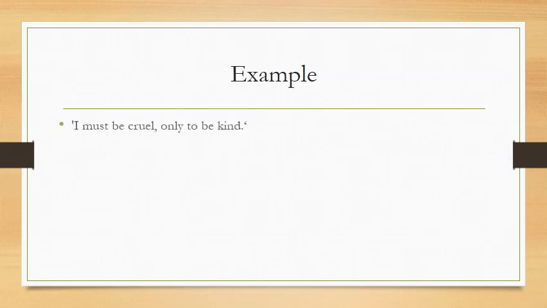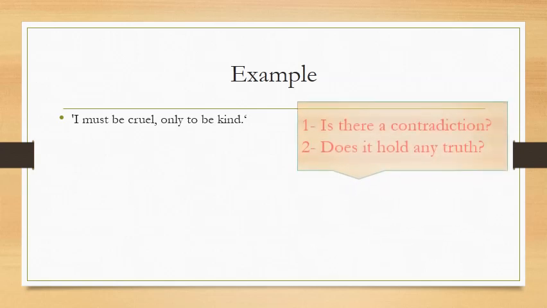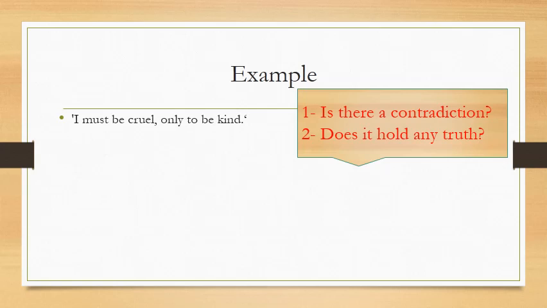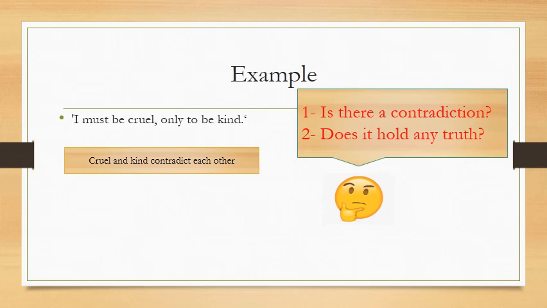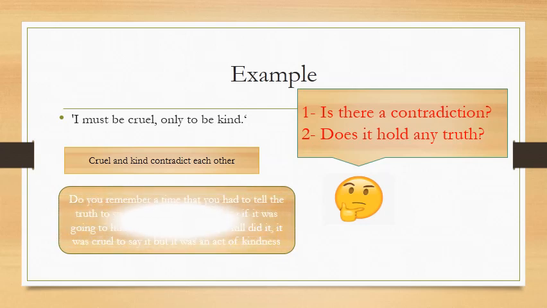Another example. I must be cruel only to be kind. Identify the paradox in this statement. So ask yourself, is there a contradiction? I must be cruel only to be kind. Could somebody be cruel and kind at the same time? Could somebody be very mean and kind at the same time? No. So the contradiction is being cruel and kind. Cruel and kind contradict each other. Then why did the author use it?